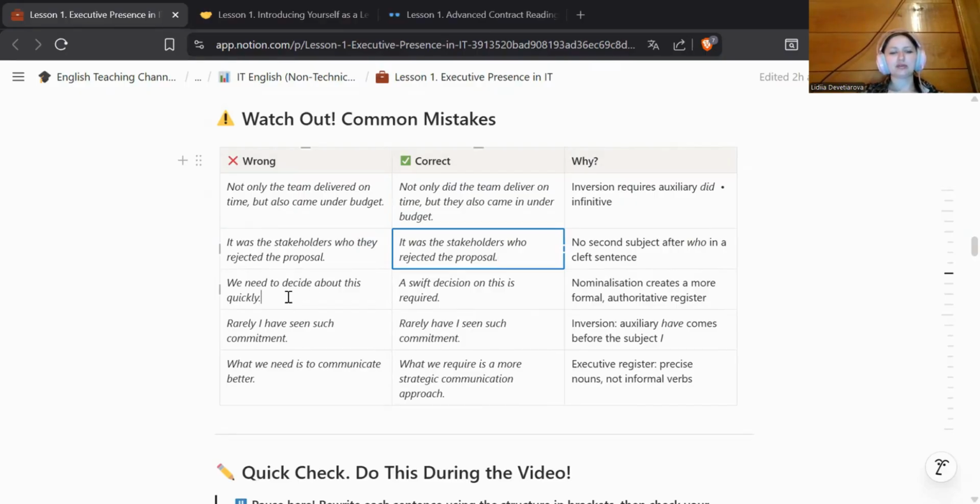We need to decide about this quickly. It is possible: a swift decision on this is required. Rarely I have seen such commitment. Once again, that's an inversion, so it should be a different order of words. Rarely have I seen such commitment. What we need is to communicate better. What we require is a more strategic approach. Is a more strategic communication approach.